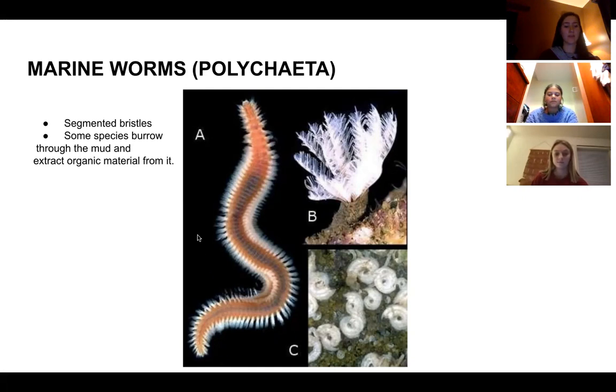Some species of marine worms burrow through the mud and extract organic material from it. Tube worms use sand grains and limestone to make a tube to live in with just their tentacles exposed. The small particles of food are trapped in the mucus on the tentacles and transported to the worm's mouth, and this is how they get their nutrients.